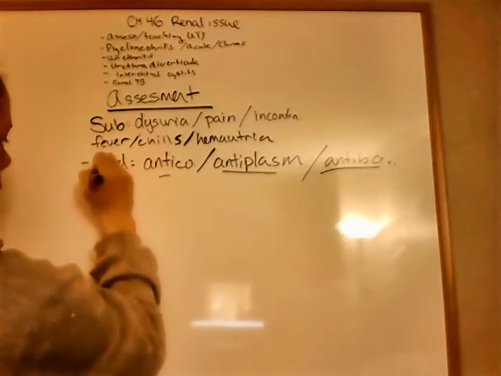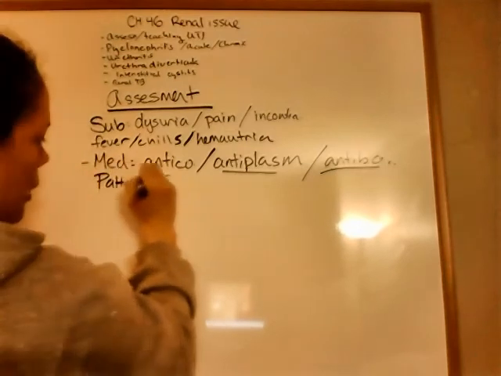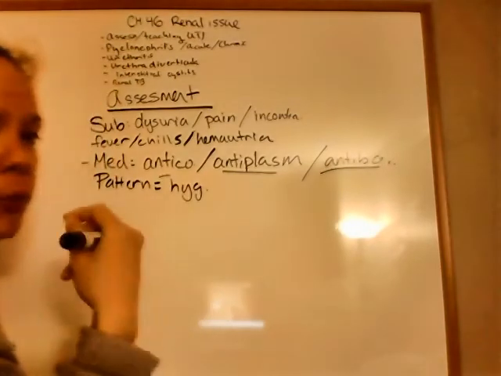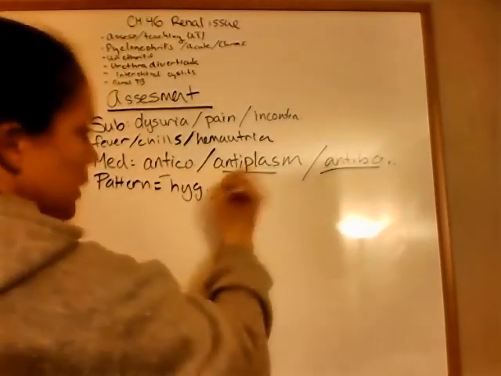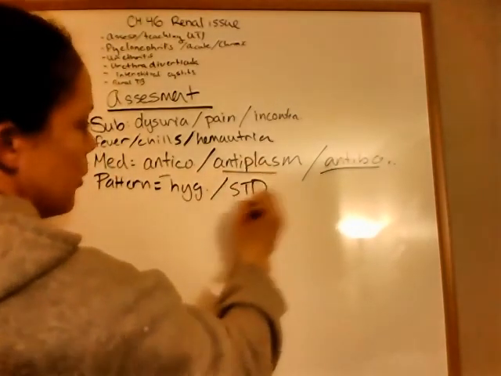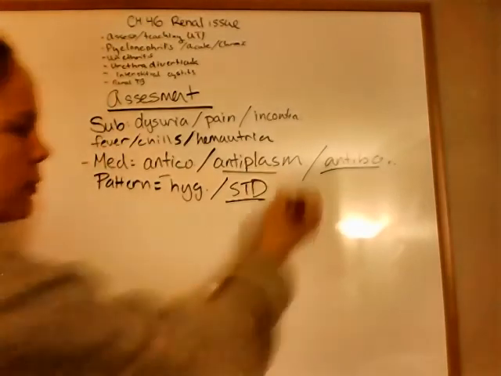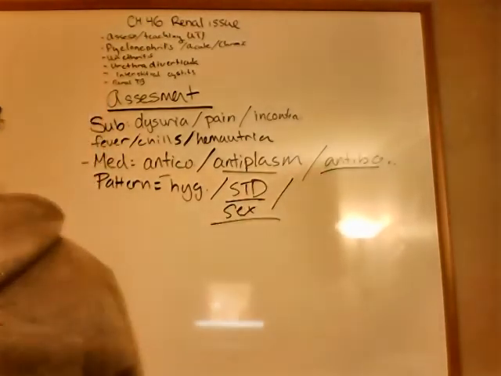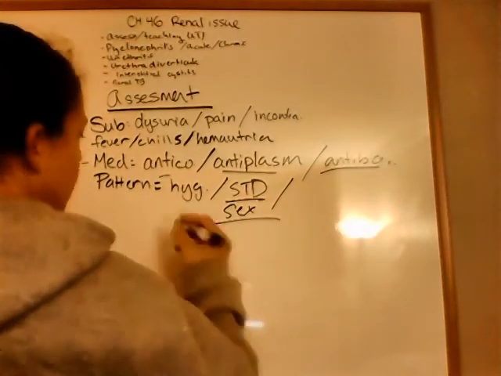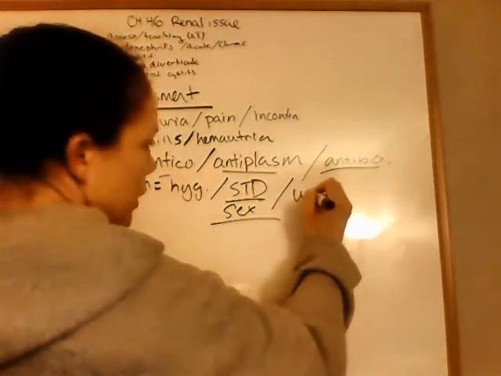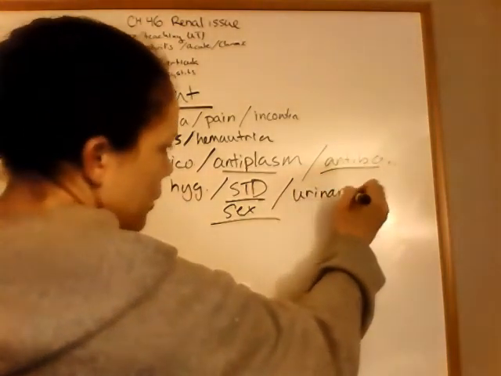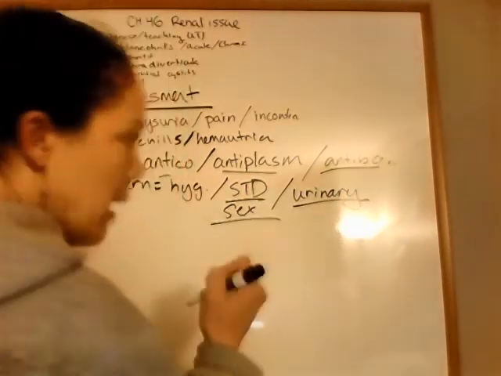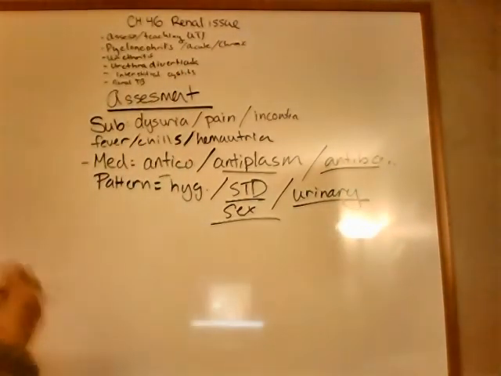Health patterns being hygiene, wiping from front to back, making sure you're clean, things like that. STDs, or just having sex with random people. And then urinary. So are they having to hold in their urine? Or are they able to go frequently enough? What is their urinary pattern? All right, so that's our assessment as far as subjective.